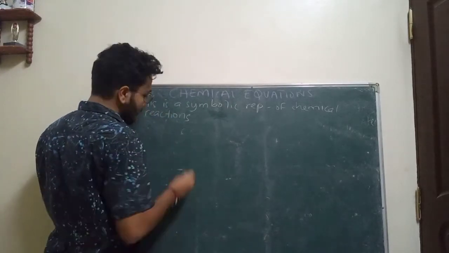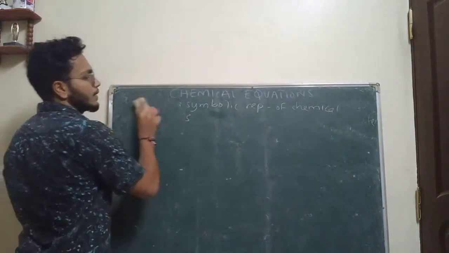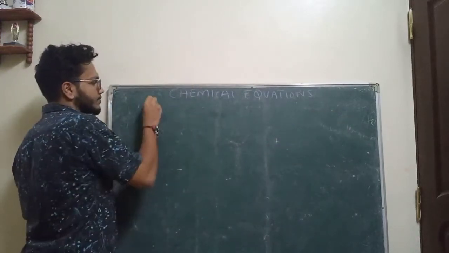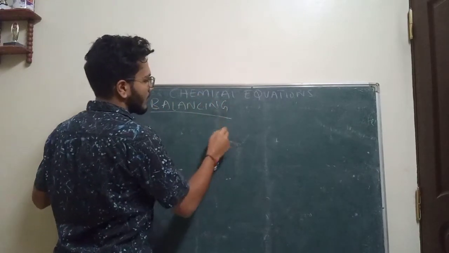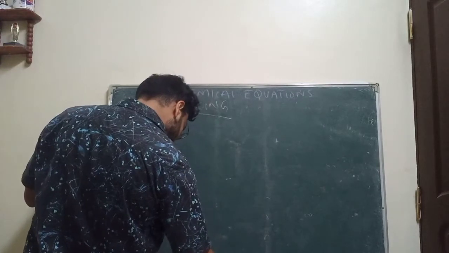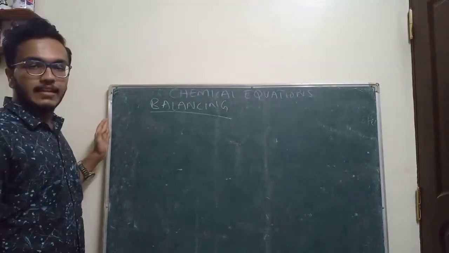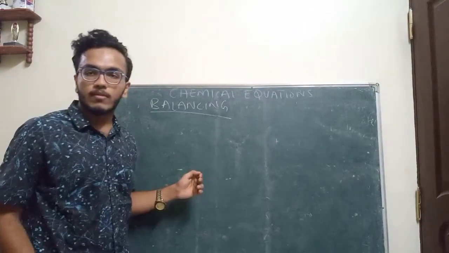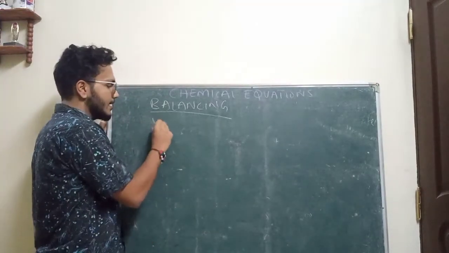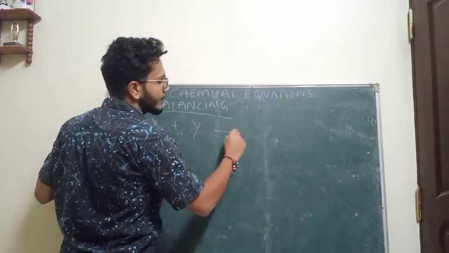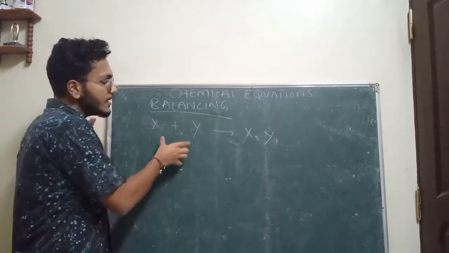Balancing chemical equations. Now this is the main part and I need you to focus here. The number of atoms reacting on the left hand side and the number of atoms in the product formed should be the same. We saw a chemical equation, let's say x plus y to form x2y. This is an example. So in chemistry, the chemical equation must be balanced.